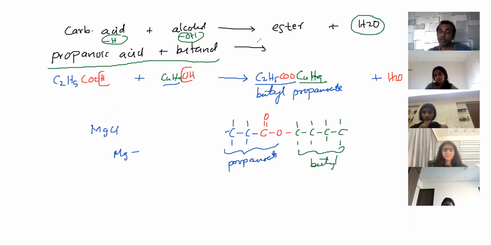So for metal salts, either you write the full formula, MgCl2, like that, or if you want to split them, then show Mg2+ and 2 chlorides. If you have to write the same thing for magnesium ethanoate, either you can write the full formula. Ethanoate, so (CH3COO)2Mg.